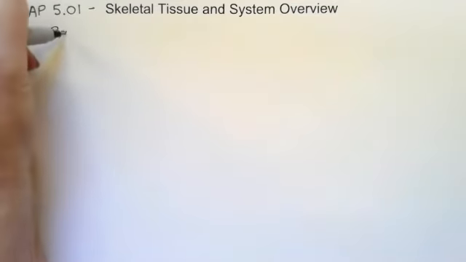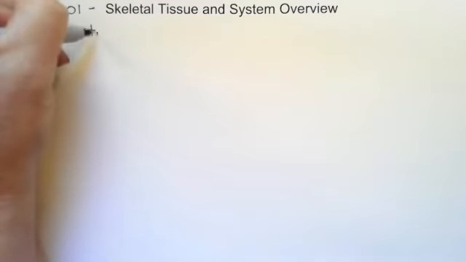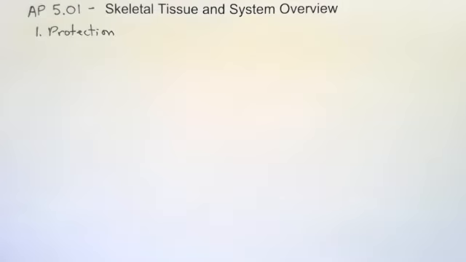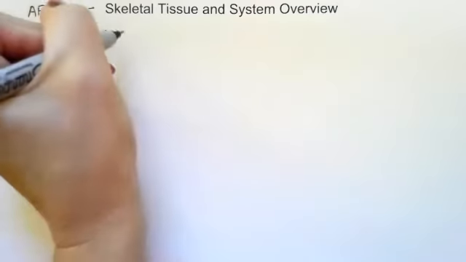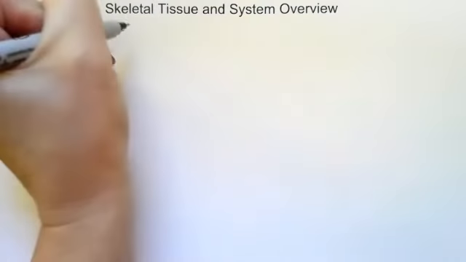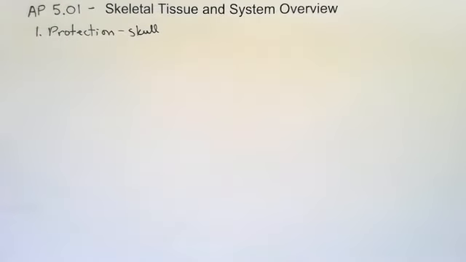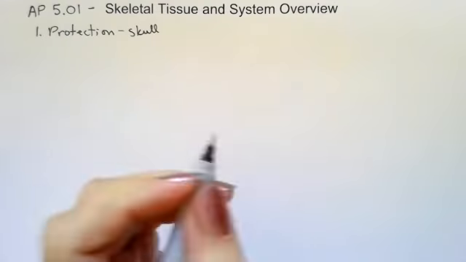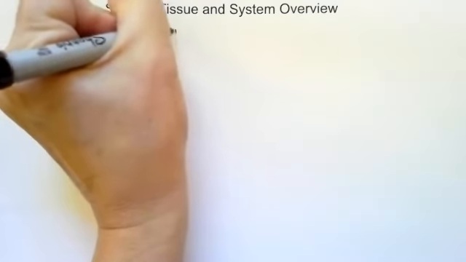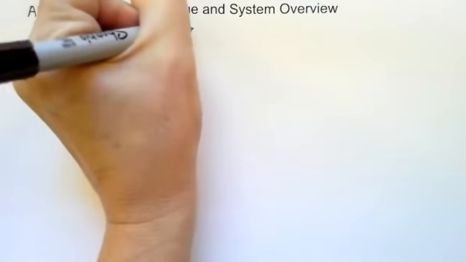Let's try this pen. There we go. So what are some of the bones that offer protection? Your skull protects your brain. And we're using skull as a general term. We're going to learn there's like 20, 23, 24 bones in the skull. You'll learn each of those. But for now, we're just going to call it the skull. Your rib cage protects your lungs and your heart.